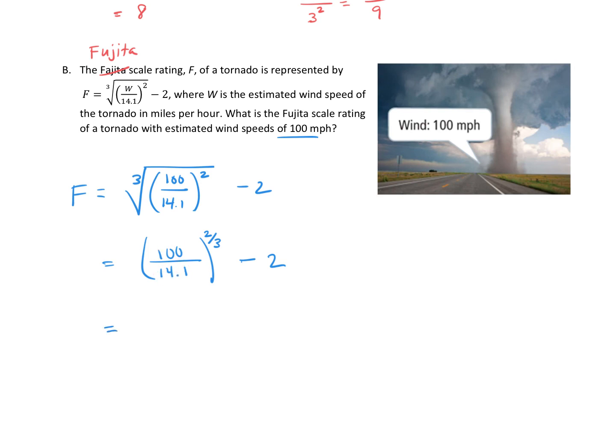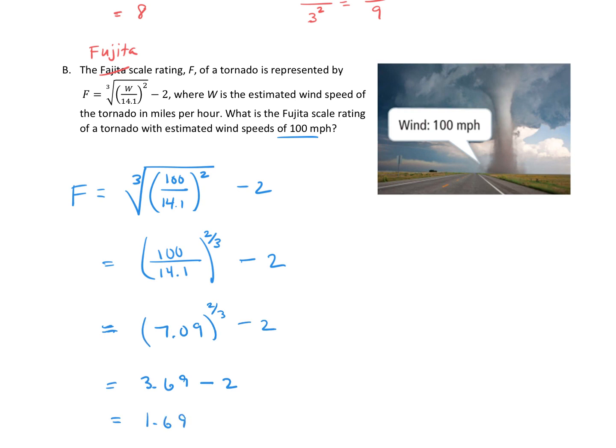So now let's simplify what 100 divided by 14.1 is. That gives us, and we're doing some rounding here, 7.09 raised to the 2/3 power minus 2. If we just type that into your calculator, raise it to a power of 2/3, you get 3.69 minus 2. And then 3.69 minus 2 gives you 1.69.